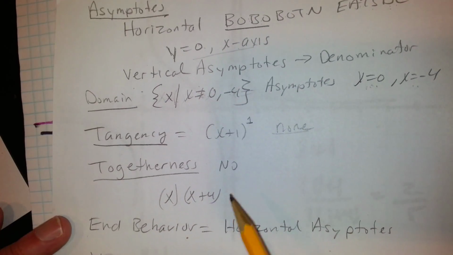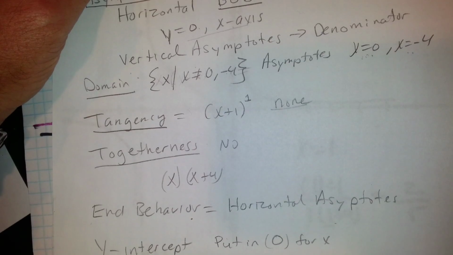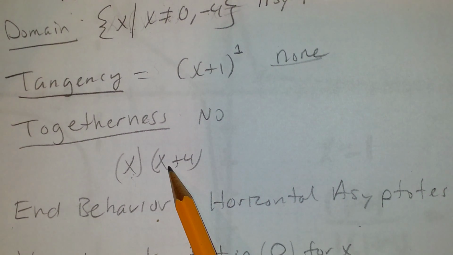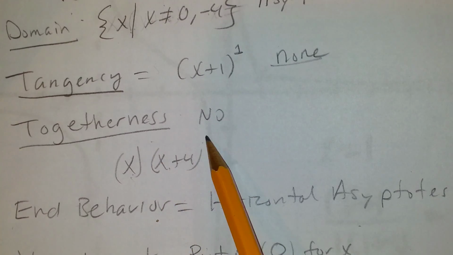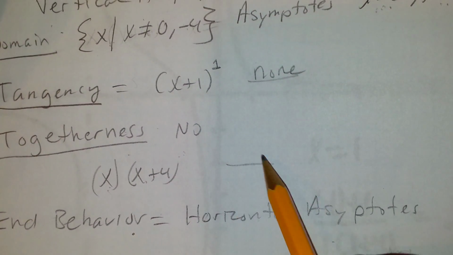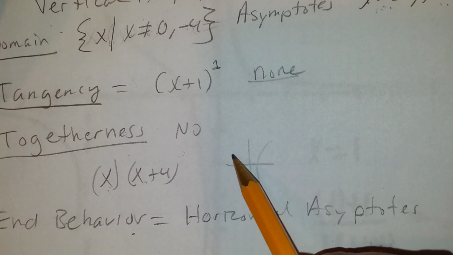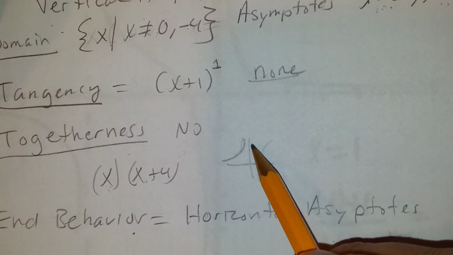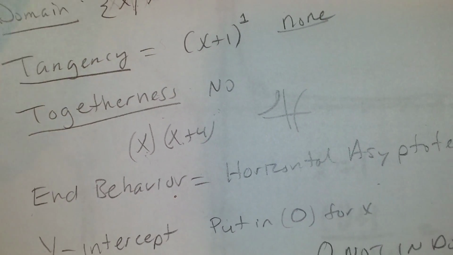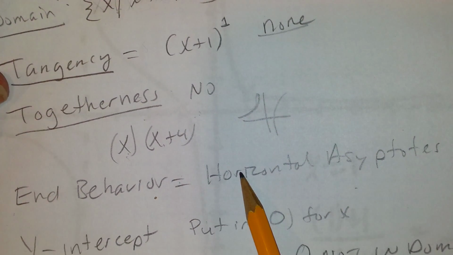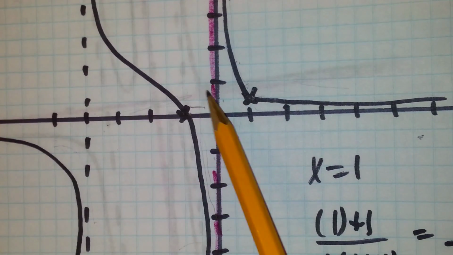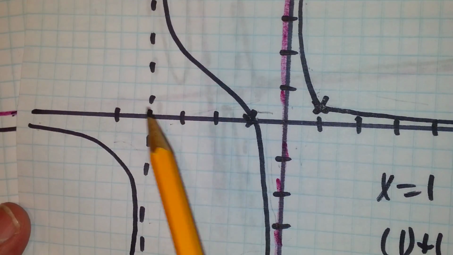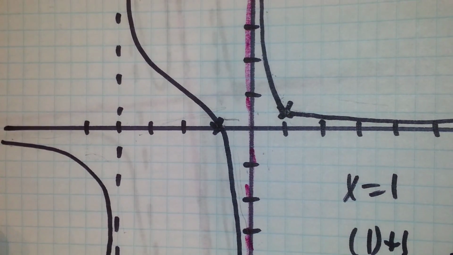Togetherness, the denominator. Again, both these factors that create my vertical asymptotes are not squared or an even power. So the graphs will move apart, up or down. They're not going to move together at those asymptotes. My end behavior, outside of my asymptotes, will eventually seek the horizontal asymptote of y equals 0, okay?